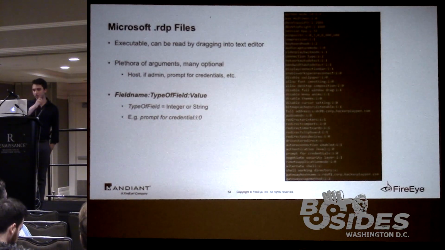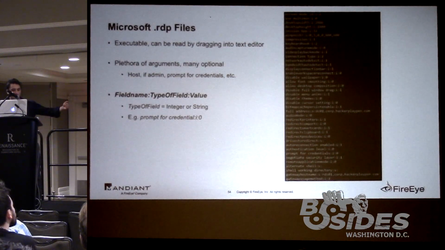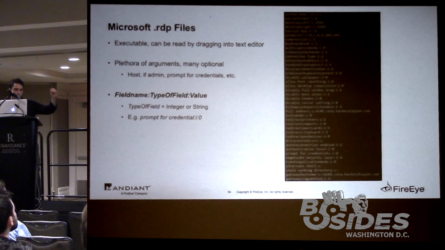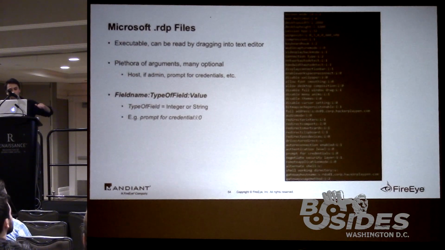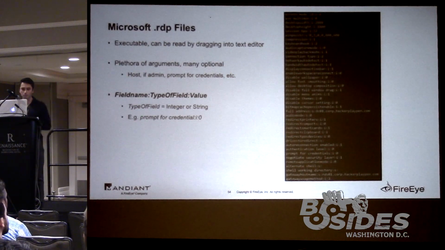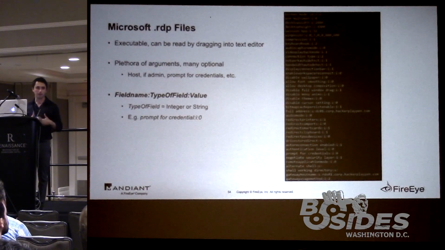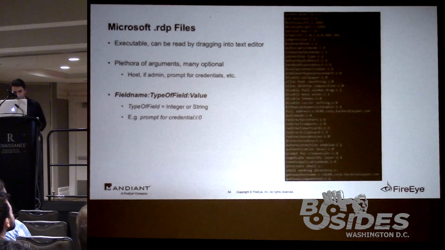The format is field name, type of field value. So it would be something like prompt for credential, :i for integer, :0, which means the next argument you're going to see is an integer value, and it's 0, which means no, we're not going to prompt for credential. It would either be an integer or a string. But this tool also extracts this information to find out what hosts are connecting to what hosts, so you can map out your network a little better.